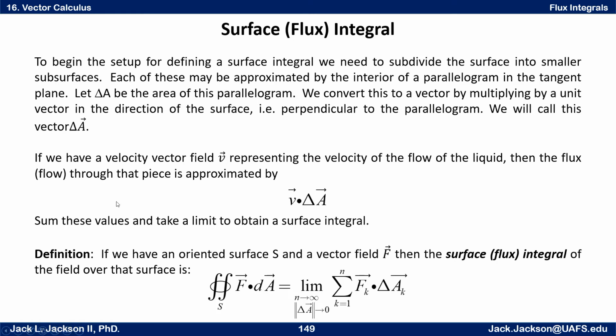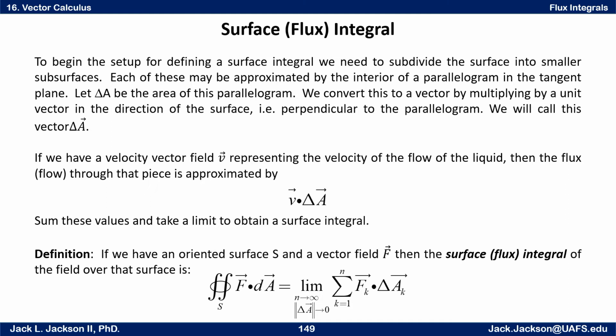To begin the setup for defining the surface integral, we need to subdivide the surface into smaller and smaller subsurfaces. Each of these may be approximated by the interior of a parallelogram in the tangent plane, and let delta A be the area of this parallelogram. We convert this to a vector by multiplying by the unit vector perpendicular to the parallelogram, and we call this vector delta A vector.